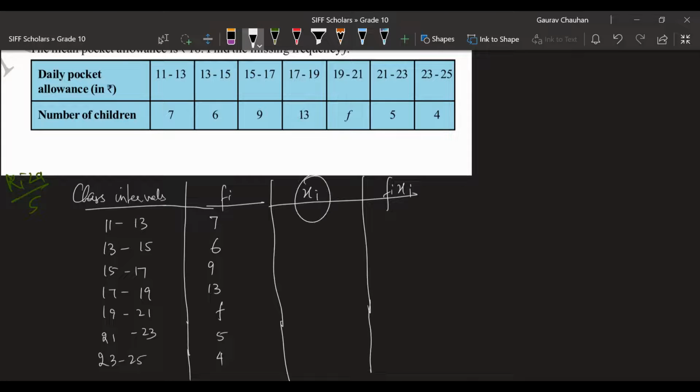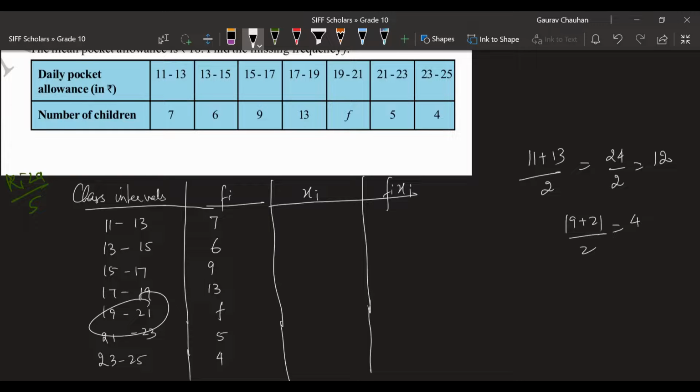xi is basically the average of the upper and lower class limits. In this case, finding the average is very easy, because you have one number here, one number here. It's just a step of 2. So the middle number, that's 12, will be the average. If you don't believe me, do it. 11 plus 13 by 2 is equal to 24 by 2, that's equal to 12. Same way, 19 plus 21 by 2 is equal to 40 by 2, that's equal to 20. So the average will just be the central number, which is in between these two.